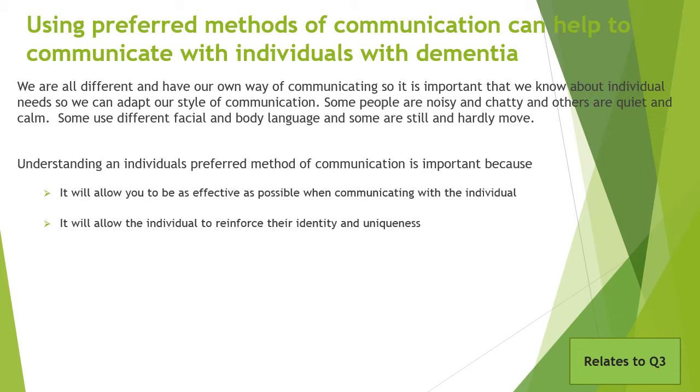There are very mobile and active people that use different facial and body movements, such as waving their hands around, when they are communicating. And there are others that are very still and hardly move and have very little facial expression, which goes to show that we're all different. So it's very important that we understand an individual's preferred method of communication, and it will allow you to be as effective as possible when communicating with an individual. It will also allow the individual to reinforce their identity and their uniqueness.